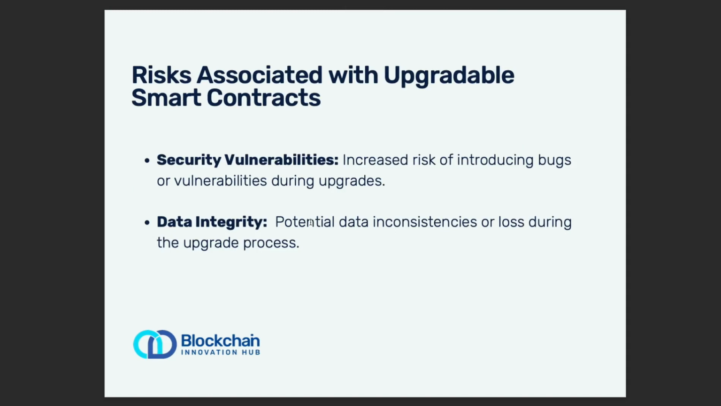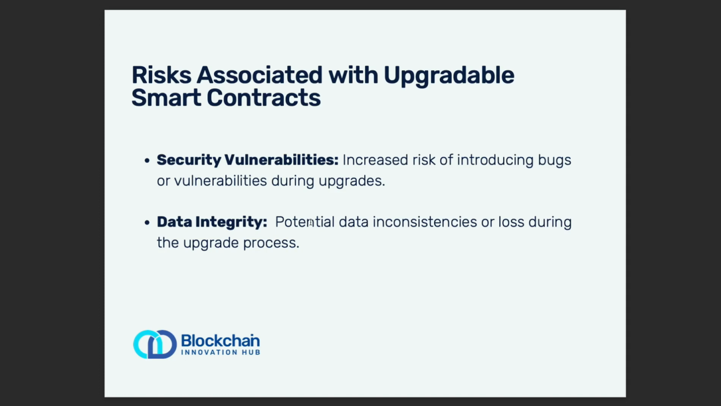Now, what are the risks associated with upgradable smart contracts? One, security. There are increased risks of introducing bugs or vulnerabilities during upgrades. Remember, we are making a change to the underlying logic contracts, right? So there's a risk of introducing a new set of bugs or vulnerabilities during upgrade.